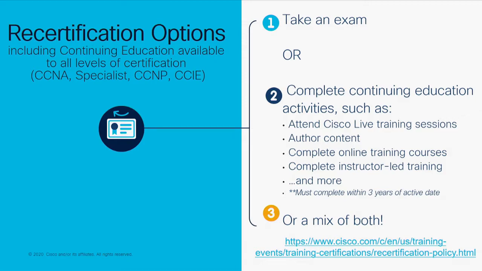Now you need to be certified already. This is only for recertification, but you can do multiple options to get recertified. You can obviously take an exam, or you can complete continuing education credits and activities such as Cisco Live training sessions. You can author content, or you can complete online training courses, complete an instructor-led training course, or a combination of both. So this is just another great way that you can recertify your exam without necessarily needing to go into a testing center, which can, again, be a little bit tough right now.